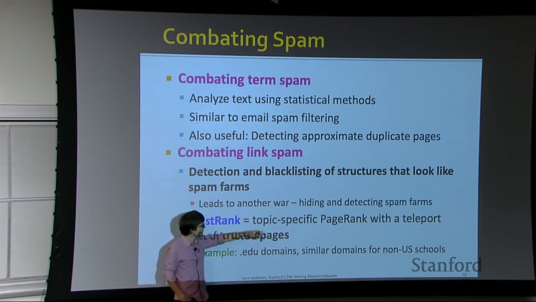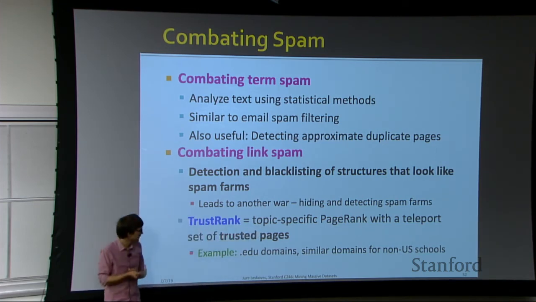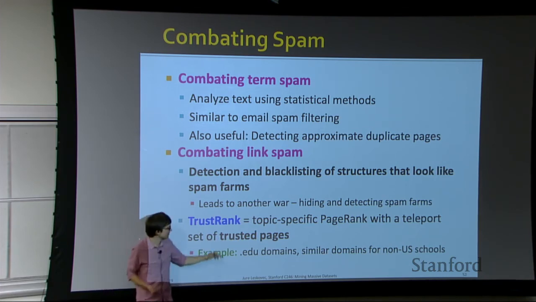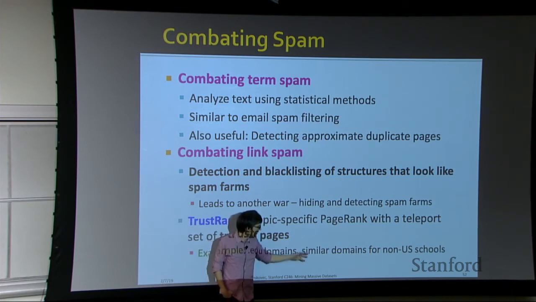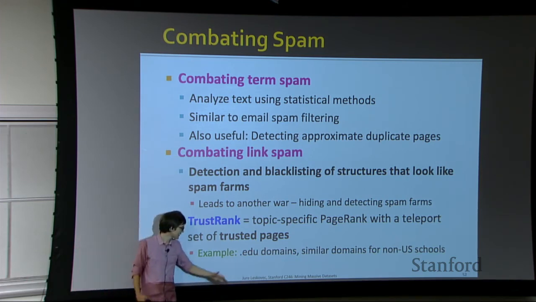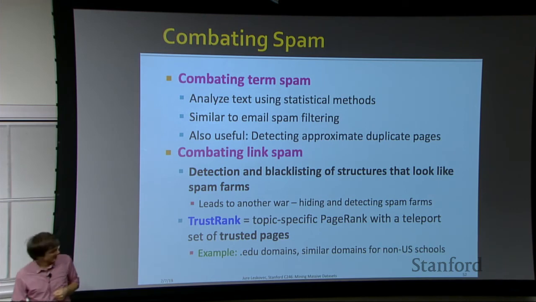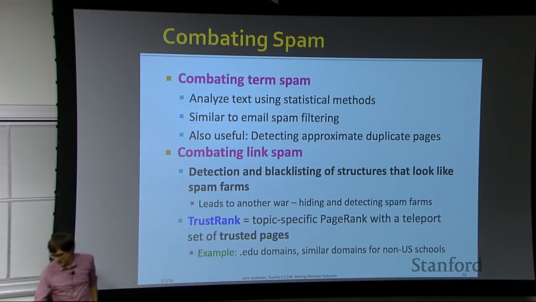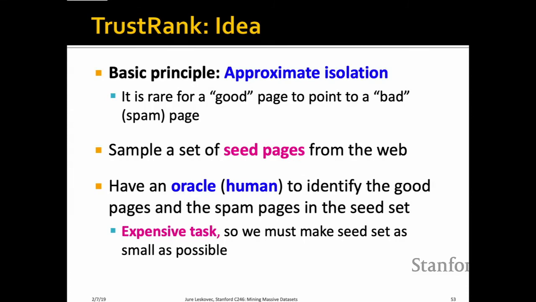TrustRank essentially is a topic-specific PageRank with a teleport set to the set of trusted pages. And trusted pages could be, you know, .edu domains or .gov or .mil domains that are very, very controlled and that are inaccessible. Use those as a trusted set and then continue from there. So I'll explain what this is in, I think, 5 slides. So TrustRank has the following idea.